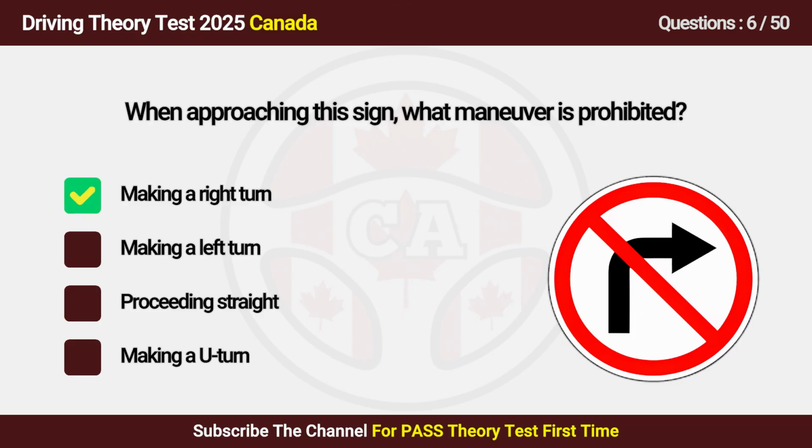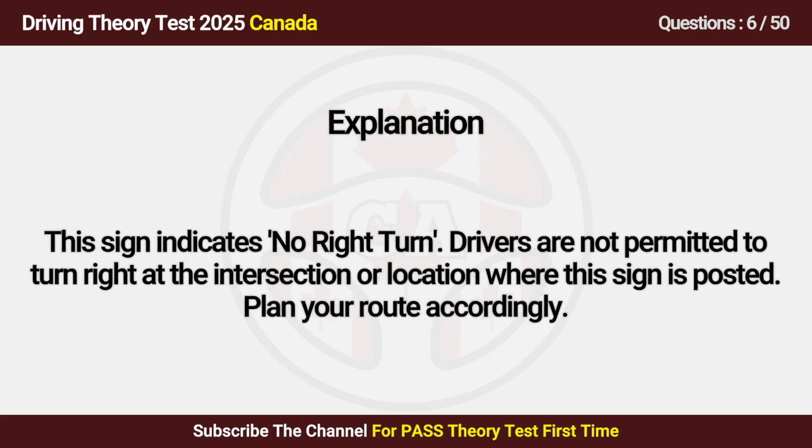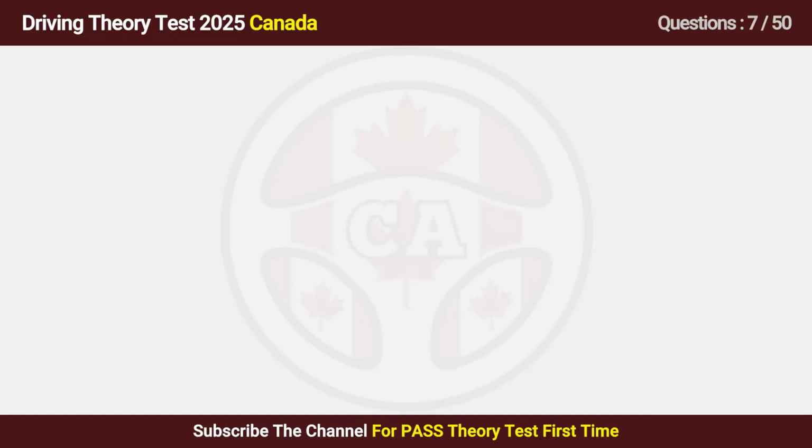Answer is A. Making a right turn. This sign indicates no right turn. Drivers are not permitted to turn right at the intersection or location where this sign is posted. Plan your route accordingly.